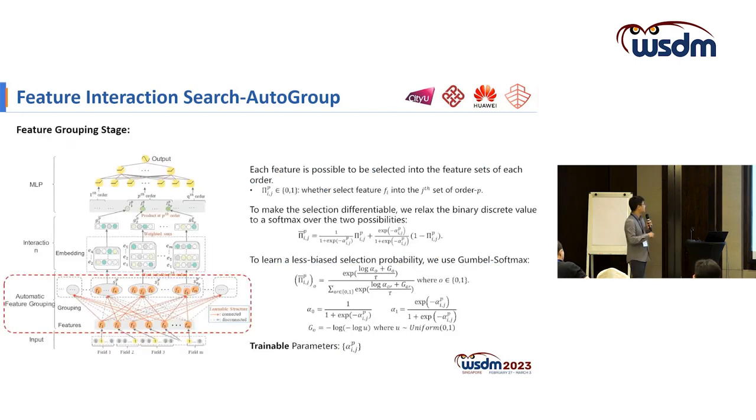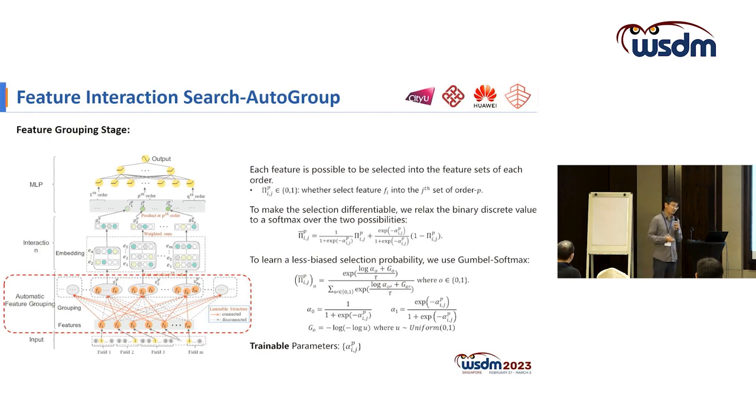This stage is called the feature grouping stage. The feature grouping stage tries to create some feature groups, and the aim of this stage is to find some useful features for each feature group. This problem can be viewed as edge selection in a bipartite graph. One kind of node is features, and the other kind of node is groups. So we want to find some mappings between the features and the groups.